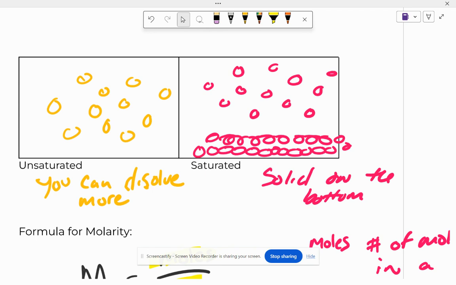What do you need, Emma? This word? Solid. That's bottom. Solid on the bottom. Like you poured so much Kool-Aid in there, it's on the bottom. You know what I'm talking about? Good?